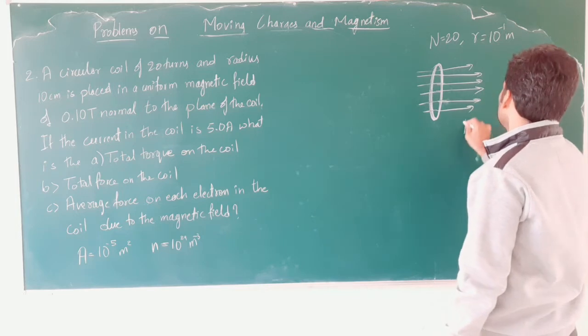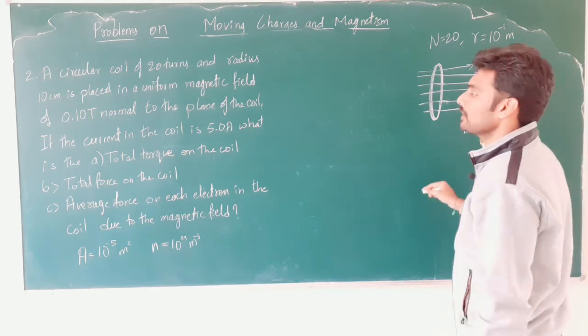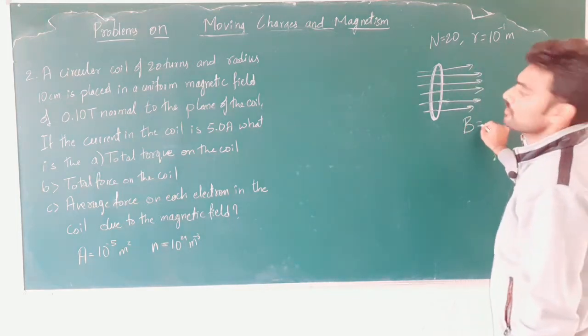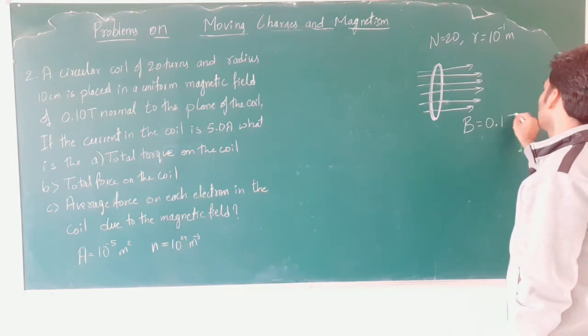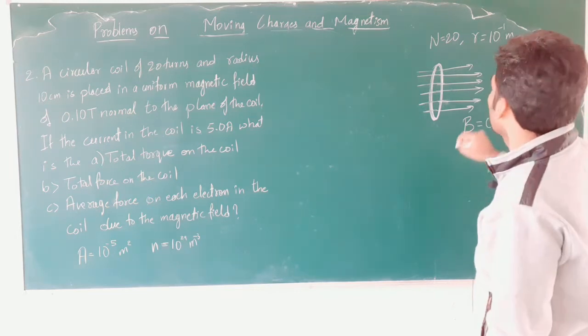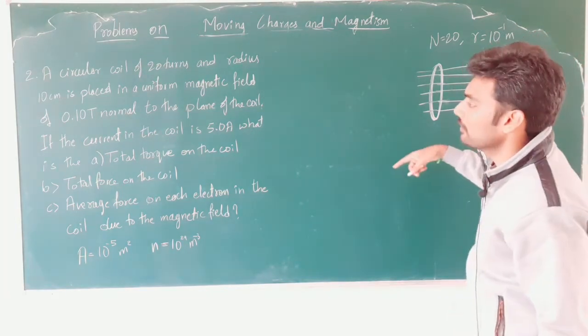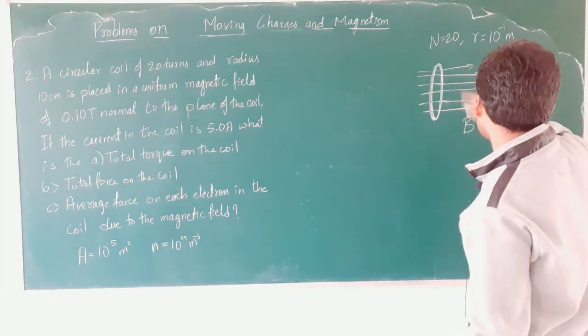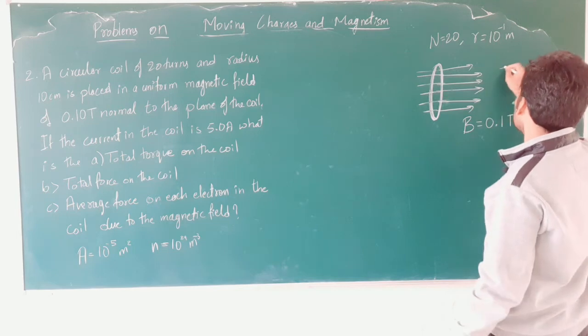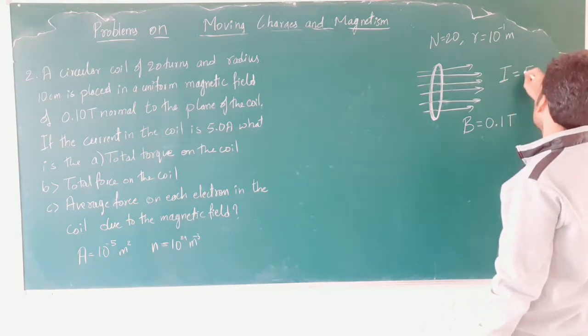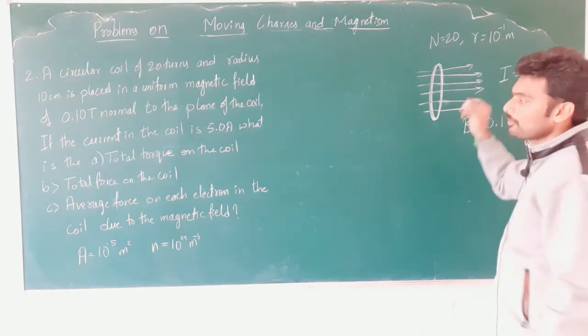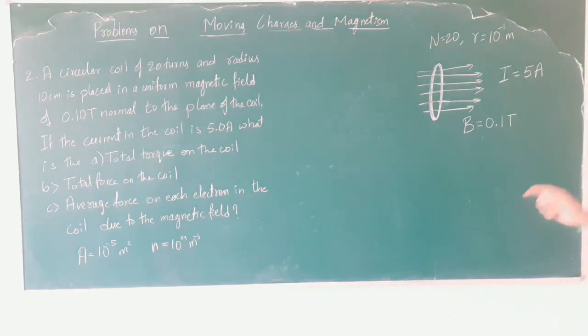So, this is B, the external magnetic field, which is how much? 0.1 Tesla. R is given, B is given. Okay, now the current in this coil is also given. Current in the coil is 5.0 ampere, or 5 ampere simply, right? 5 ampere current is flowing through that.